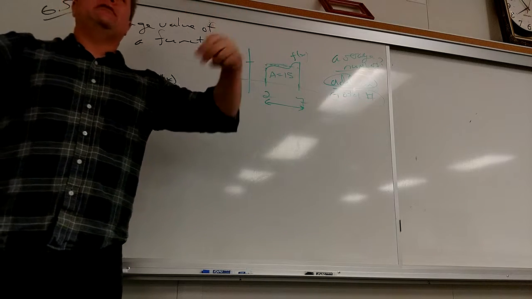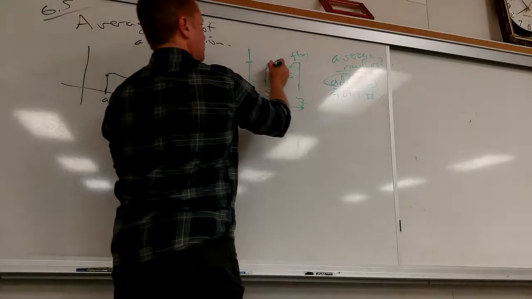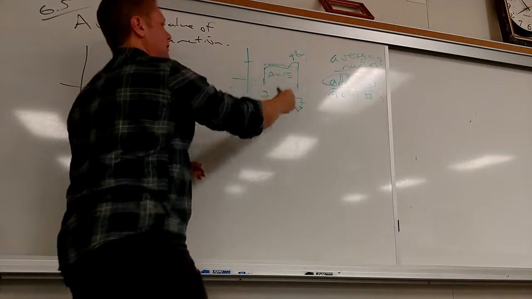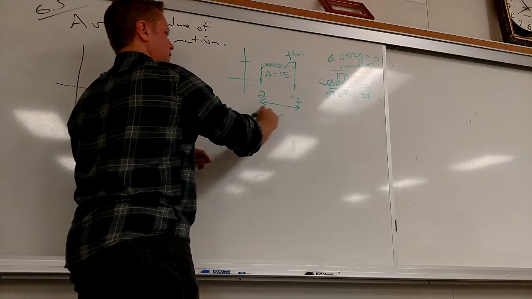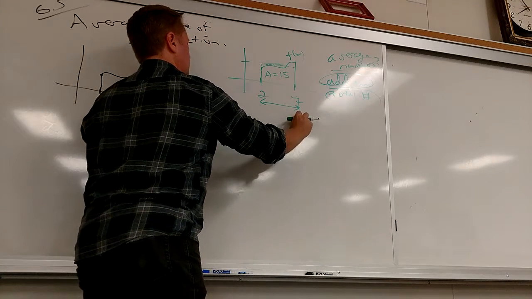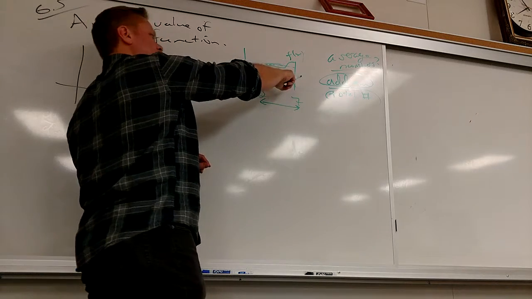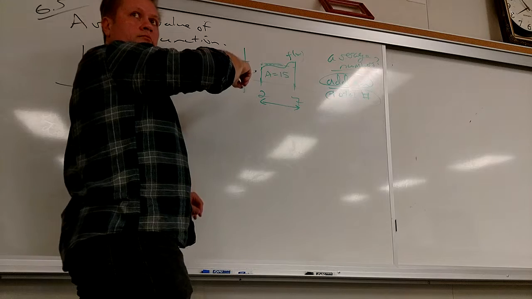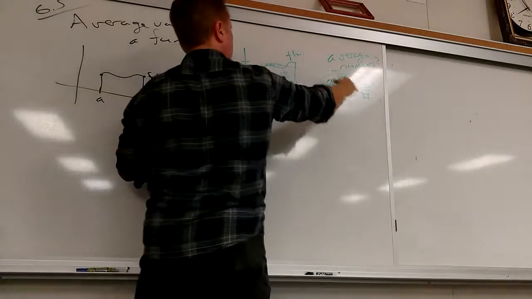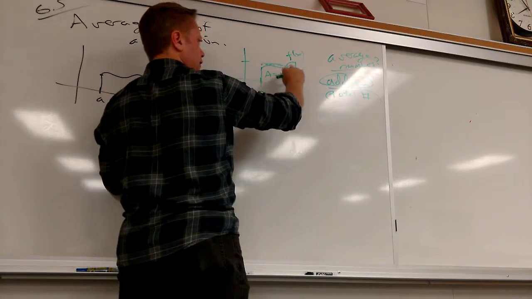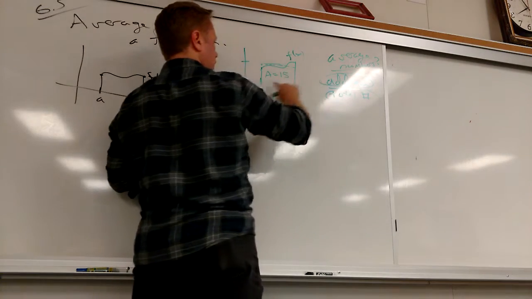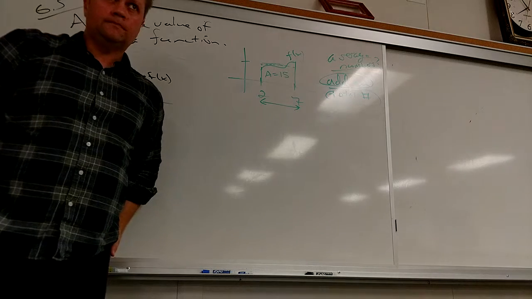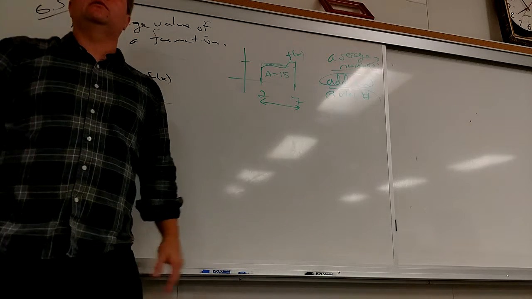So how would I find the average value? What would this height be for the related rectangle? Can anybody figure out what that height is? How wide is it? 5. And what's the area? 15. So what's the height? 3. You took the sum, the area, divided by the total. That's how you got the average value.